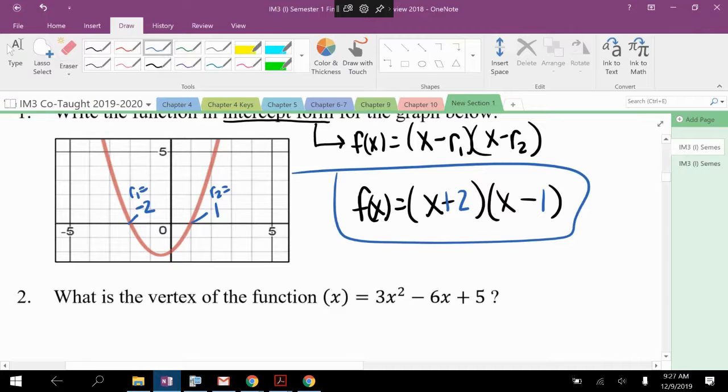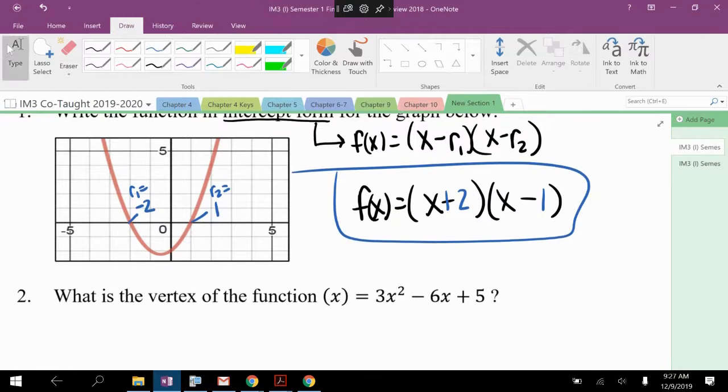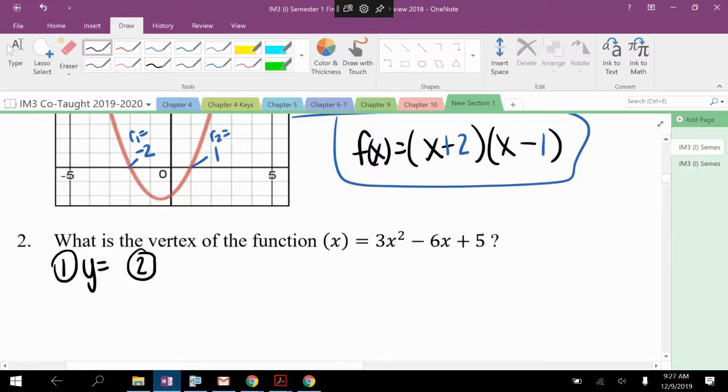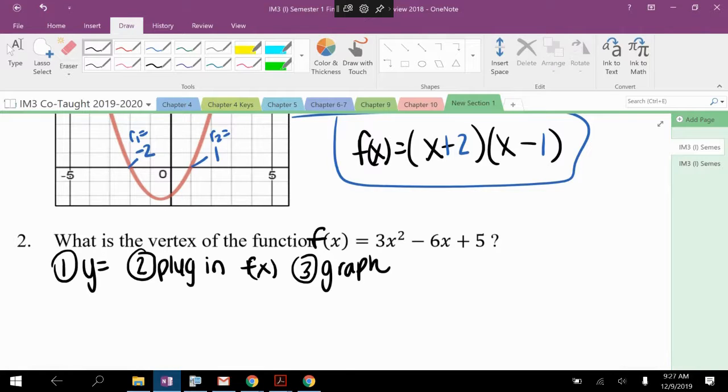Okay, this next one is a calculator question that says, what is the vertex of this function? Well, I don't have a graph, so I have to actually get a graph. This one is just like the one that was on the midterm. You have to go to y equals, plug in f of x, even though there's no f there for some reason, and then press graph. I'm just writing down the steps in your graphing calculator. If you know that, then don't write that down. If you're pretty good at the graphing calculator, you don't need my assistance, that's fine. So go ahead and get out that graphing calculator.